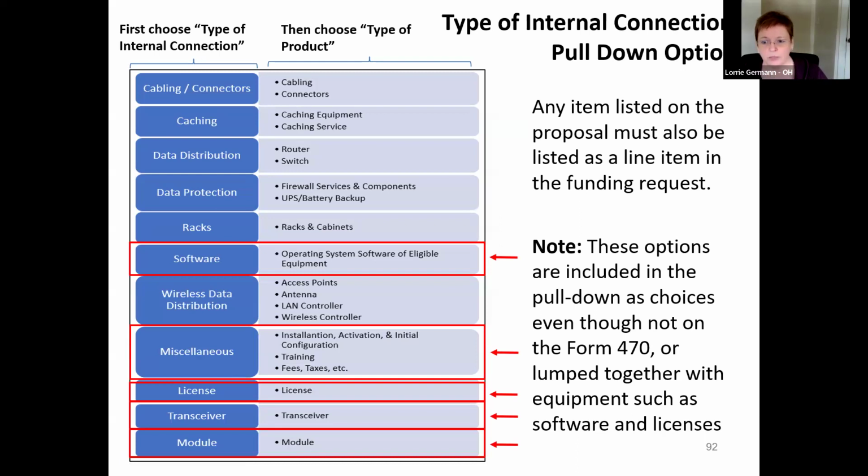On the 471, though, you can see that there are specific options. All right, is this a separate license? Is this a transceiver? Is this a module? So again, the 470 and the 471 are laid out just a little bit differently, just so you know where to find things. Now, miscellaneous, we'll see that as an option. That's where you would put if there's an installation cost, if there's a training fee, if there are taxes, shipping, we'll put those under miscellaneous.